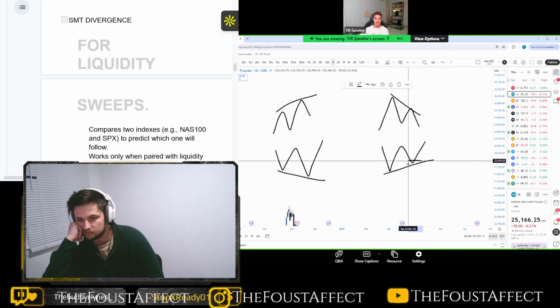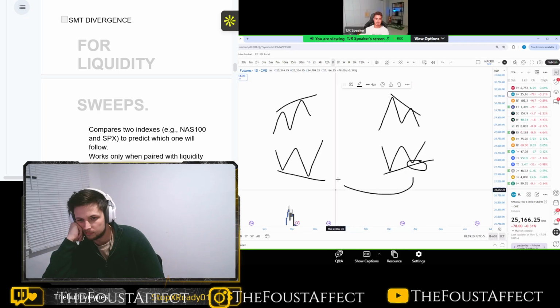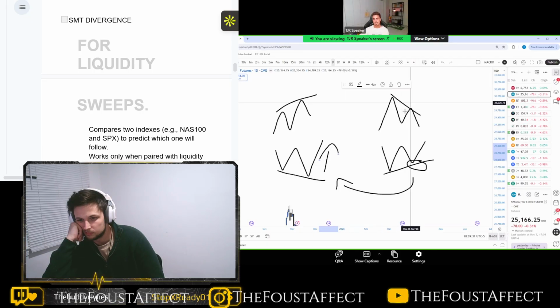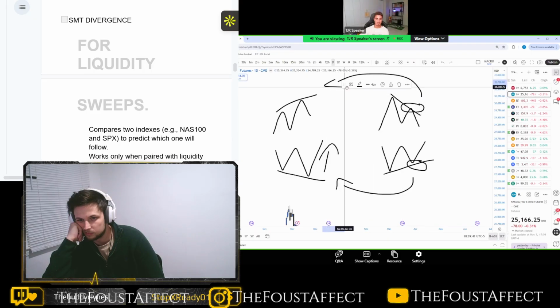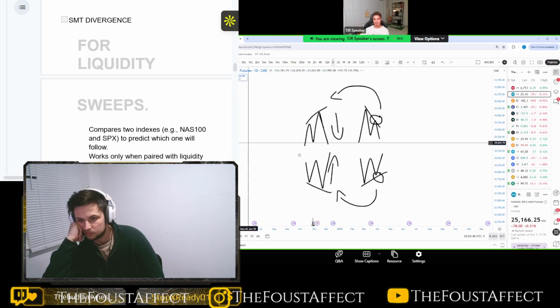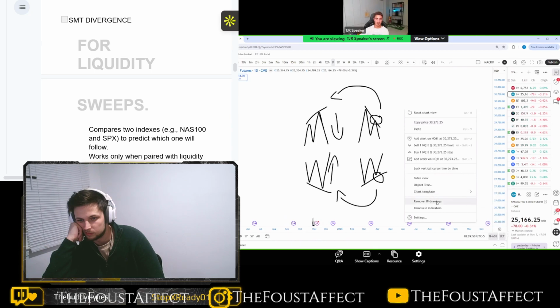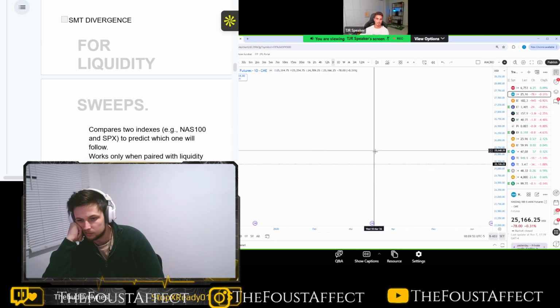The index that makes the higher low is telling us that this index is lagging and is eventually going to move higher. For the bearish SMT divergence, the index that makes a lower high is signaling to us that this index is lagging and is eventually going to move lower. So let's show examples of this, and then let's talk about how this can be useful in our trading.